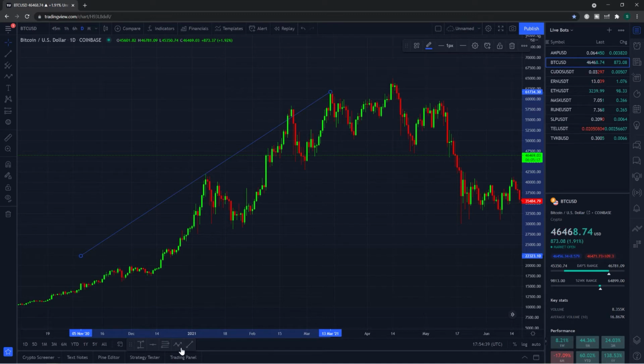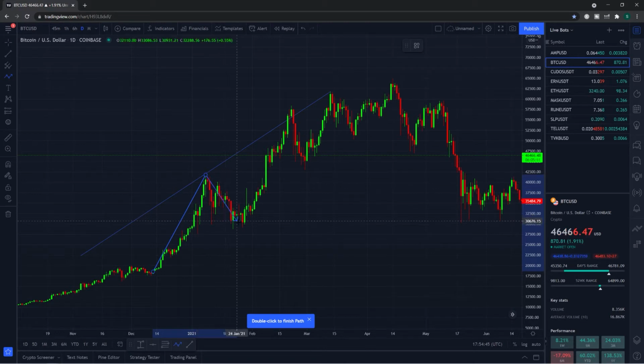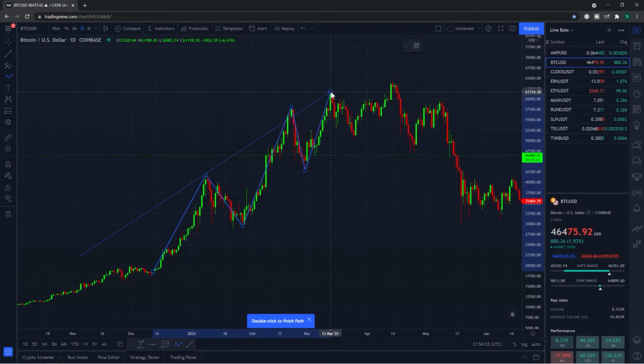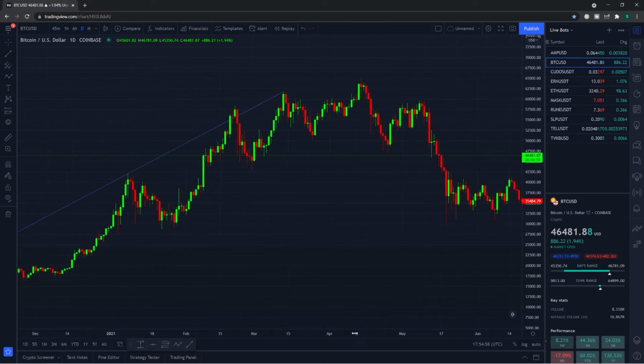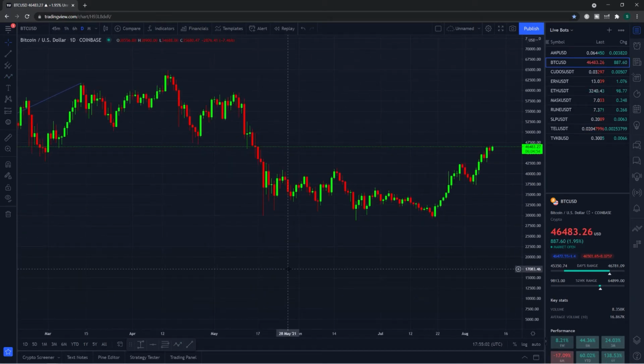So for instance, let's take a look at this. So it started down here, made a new high, and then a higher low, and then a higher high, and then a higher low, and then a higher high. Now, a downtrend, let's move this over here, is just the opposite.